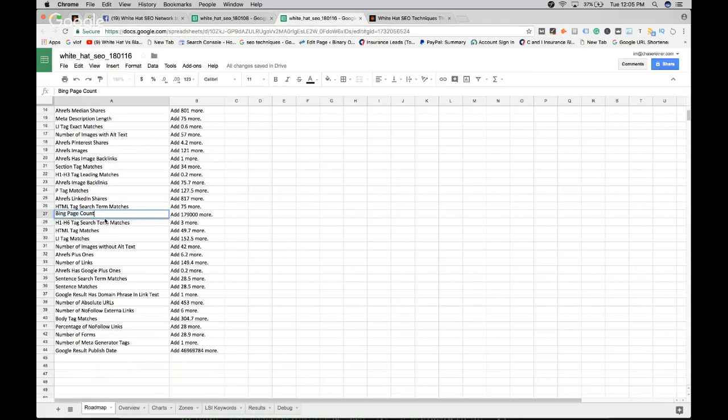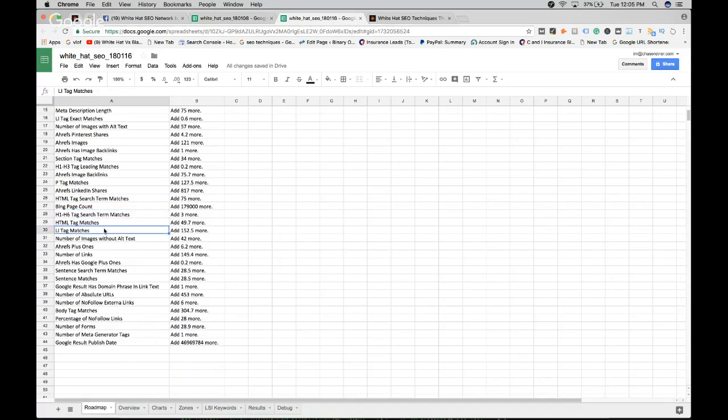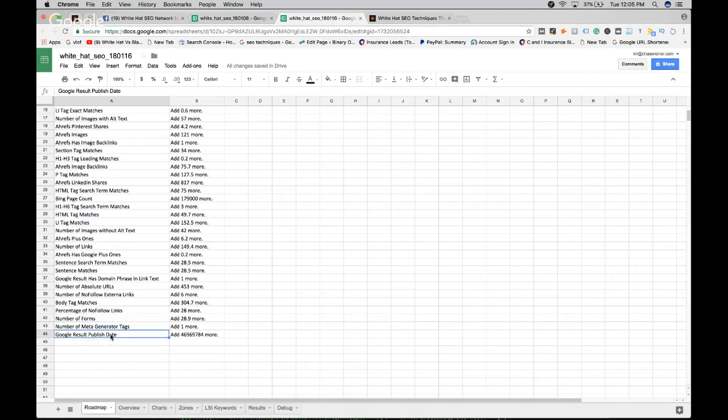Bing page count. What does that mean? The overall size of your website. Oh, gotcha. Bing lets you pull that data without a CAPTCHA challenge. Nice. So if you need a ballpark estimate, it's saying you should add 180,000 more pages, which is typically not actionable. Okay. And if you can't do it, then you just have to move on to the next factor.